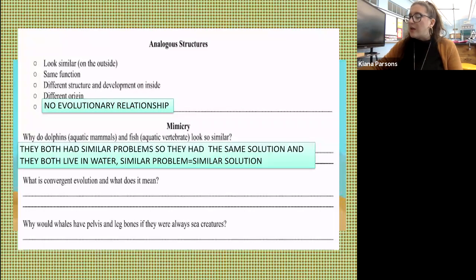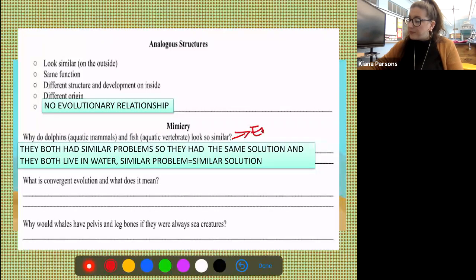Why do dolphins, aquatic mammals, and fish, aquatic vertebrates, look so similar? They had similar problems, right? They live in a similar environment. They both live in water, and they have the same solution. Similar problem, similar solution, but they evolved from different ancestors. Dolphins are mammals, but fish are also vertebrates. They also have backbones, but they are not mammalian. So environment is very important to evolution.